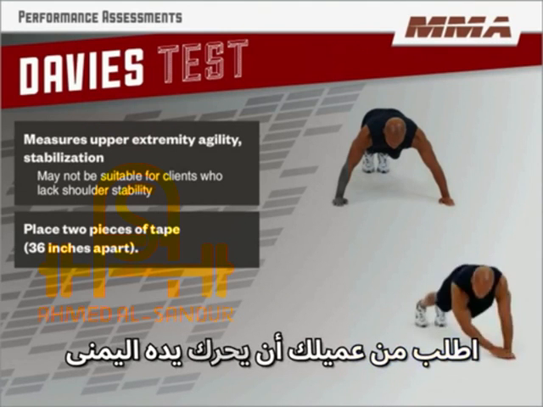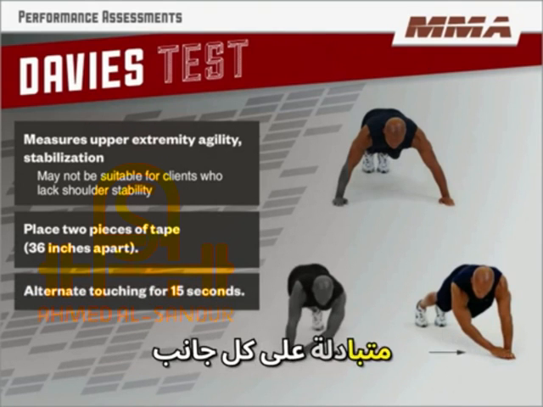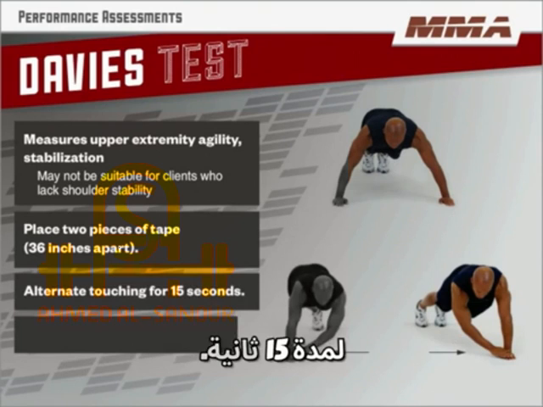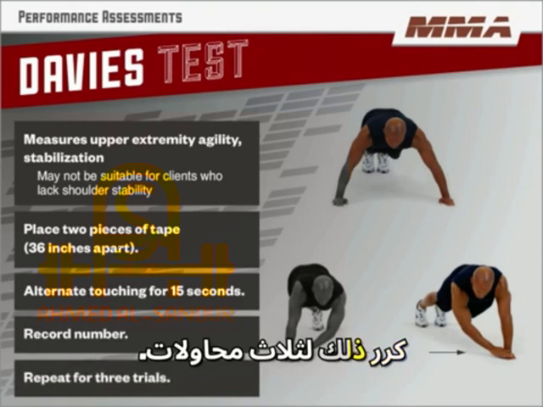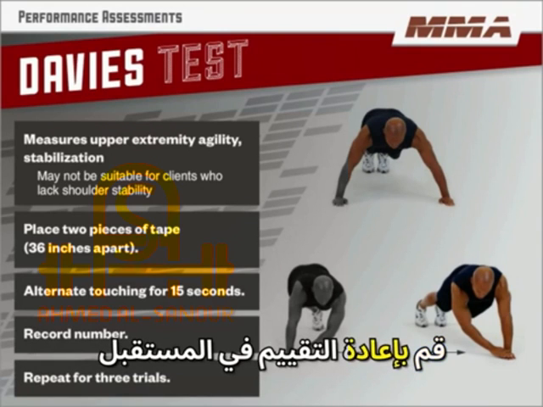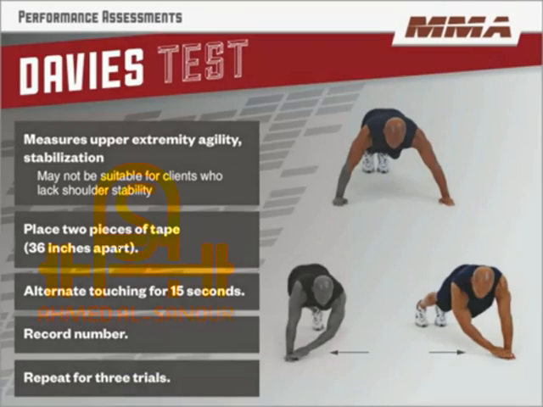Instruct your client to quickly move his right hand to touch the left hand. He should perform alternating touching on each side for 15 seconds. Record the number of lines touched by both hands. Repeat for 3 trials. Reassess in the future to measure the improvement in the number of touches.